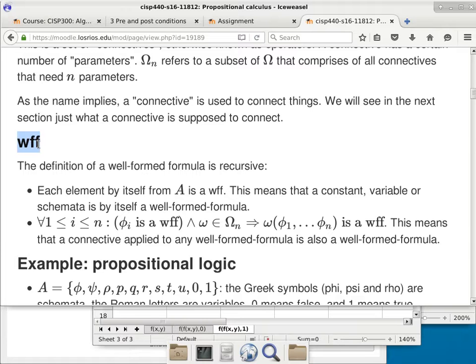And then we have the Greek symbols: phi, psi, rho, which looks like a P. So we have these, and each one can be a well-formed formula. They match a well-formed formula.